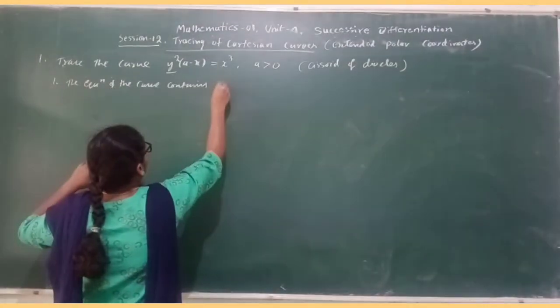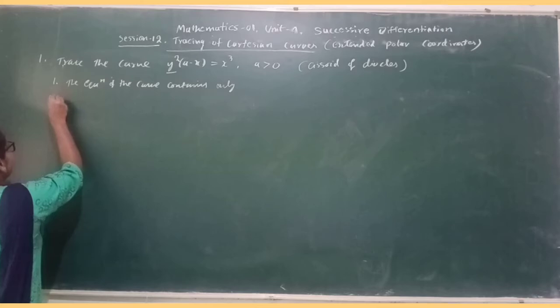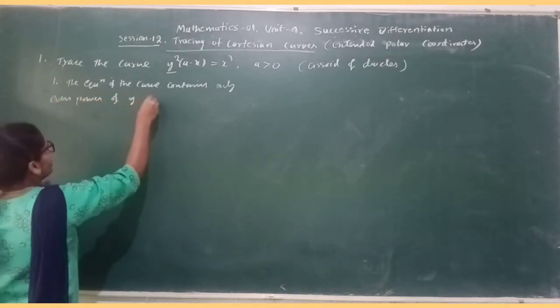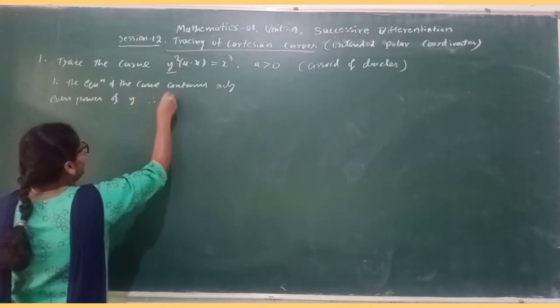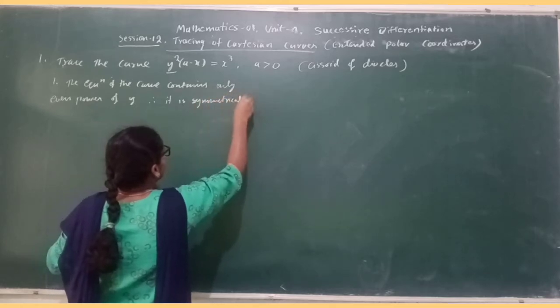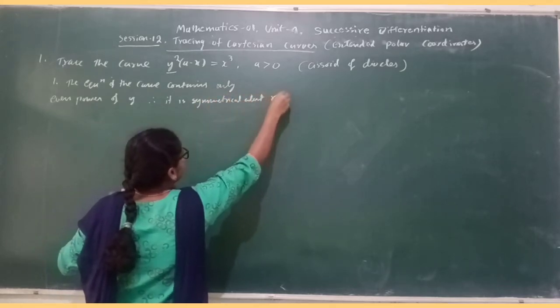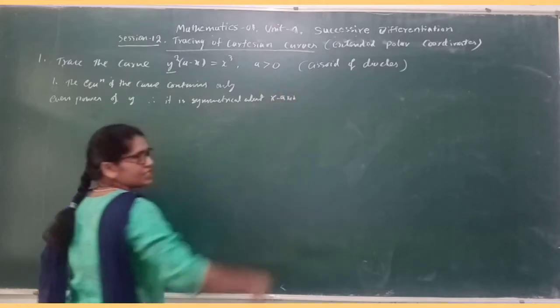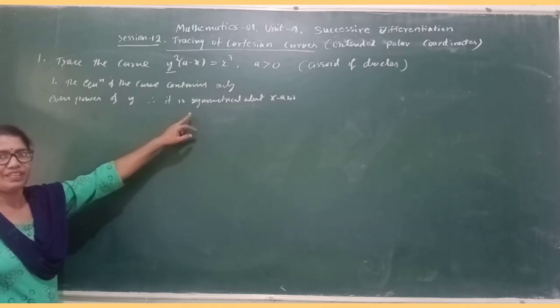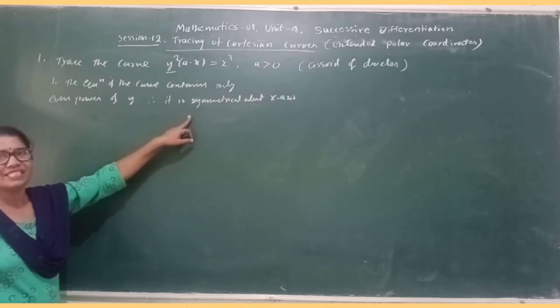The equation of the curve contains only even powers of y, that is y square. Therefore, it is symmetrical about the x-axis. So, point 1 is traced: it is symmetrical about the x-axis.